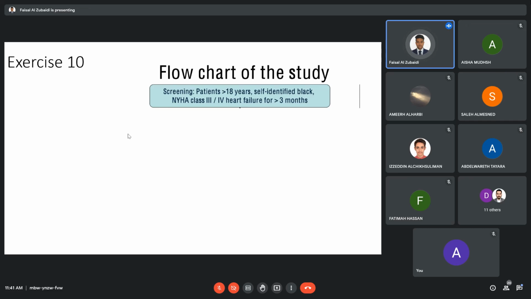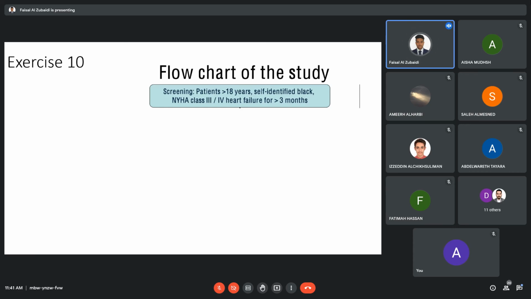Can you read, Fatma, please, from the flow chart? Okay. Screening patients over 18 years, self-identified Black, NYHA class 3 and 4, for more than 3 months. So in this case, you define your inclusion and exclusion criteria, right?